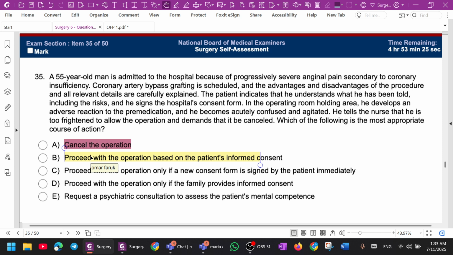While the patient initially consented to the operation, he then expressed concern after an adverse reaction and demanded the procedure be cancelled. Provided that the physician determines the patient has appropriate capacity, the patient may elect to refuse the procedure at any time, even after signing the consent form. Therefore, it's not appropriate to cancel the operation. But he was confused and agitated. Okay. Proceeding with the operation based on the patient's informed consent is not appropriate as it does not respect the patient's autonomy. As long as the patient is deemed to have decision-making capacity, the patient has the right to refuse intervention.